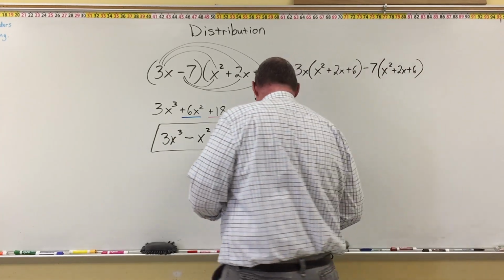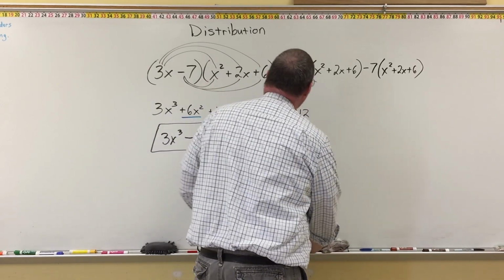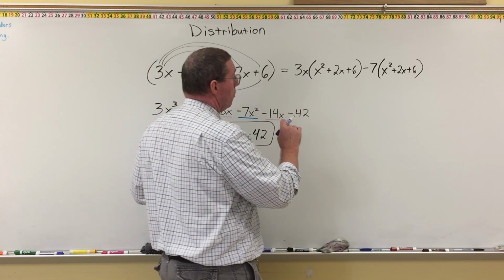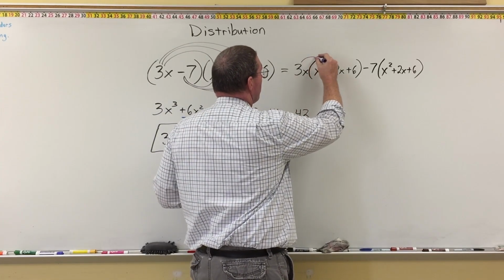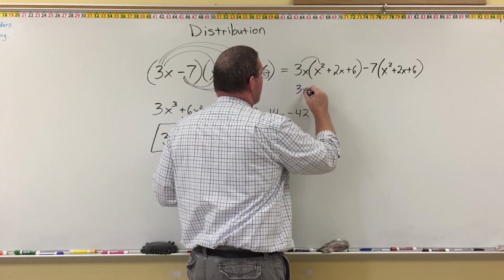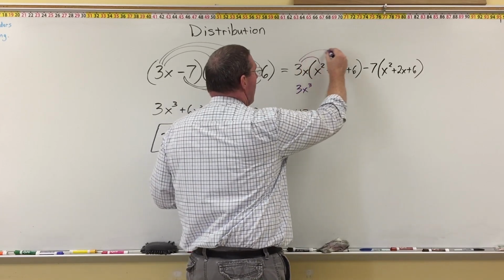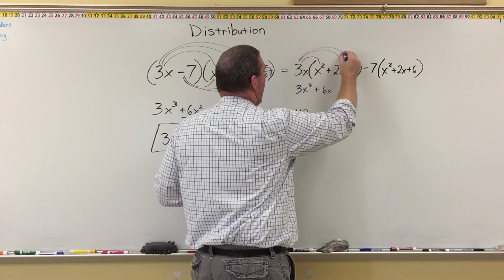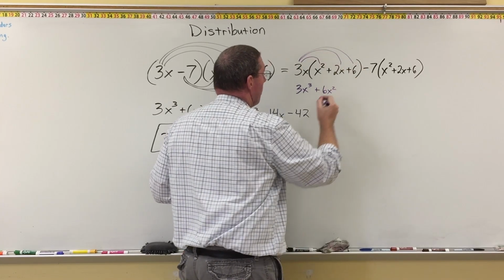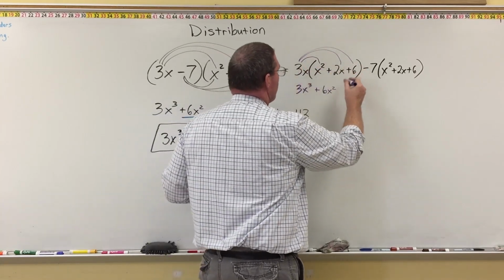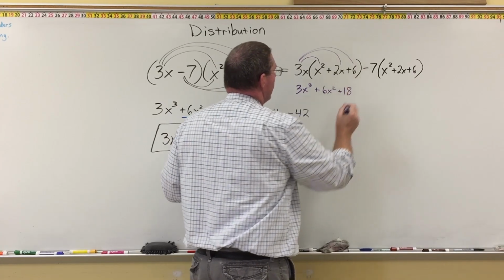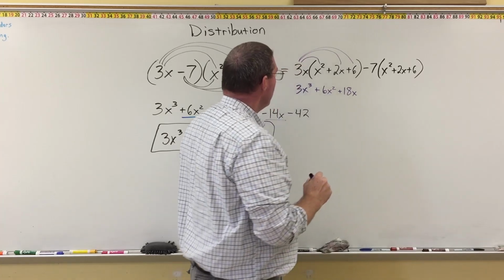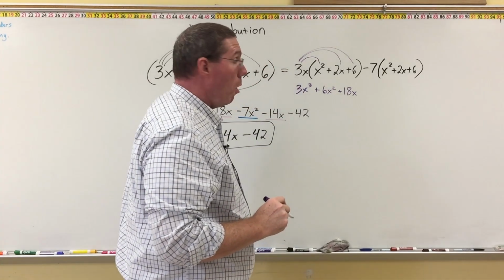Let's make sure that it would turn out the exact same way with this other technique, and I assure you it will. We're not going to do the whole thing, but we'll do the first step. You can see here 3x times x squared is 3x cubed. 3x times 2x is plus 6x squared. And then 3x times 6 is plus 18x.